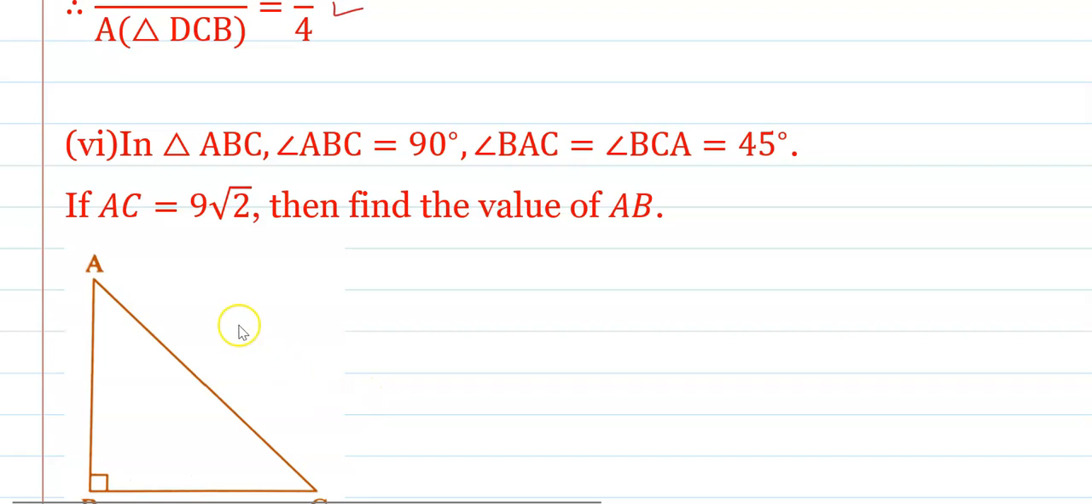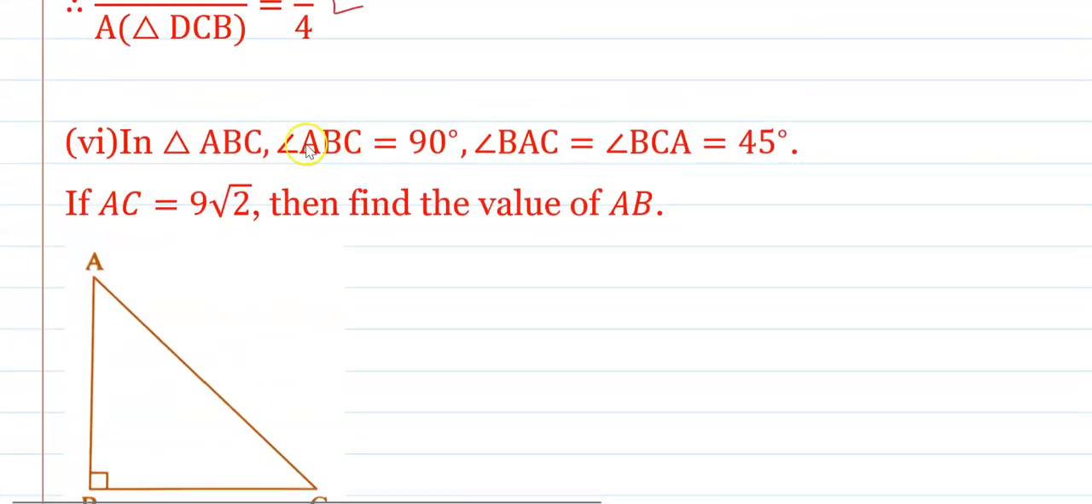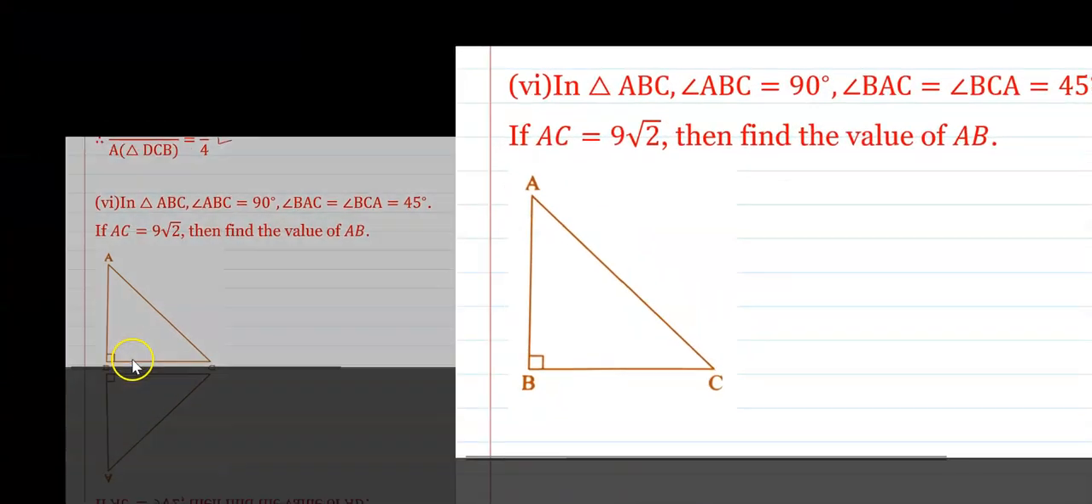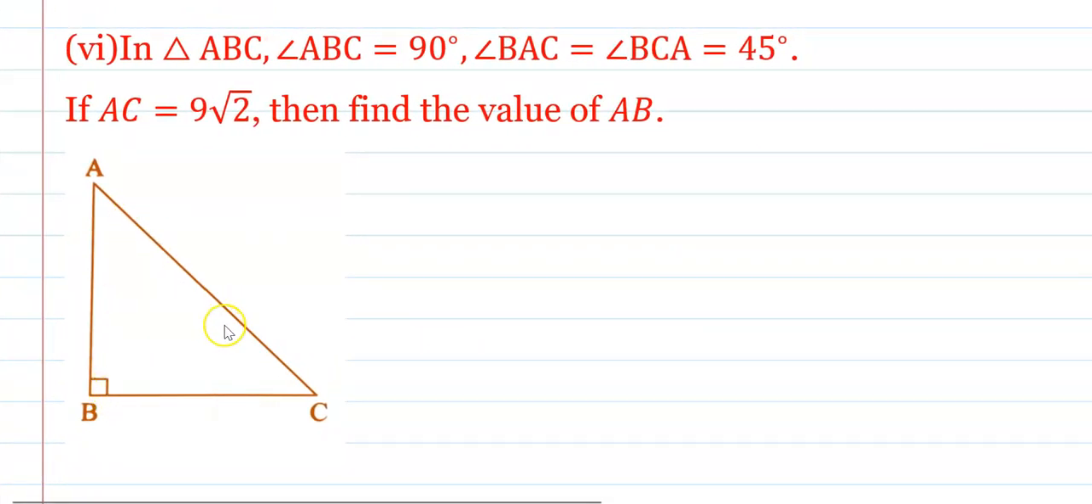Now the next question. In triangle ABC, angle ABC is equal to 90 degrees. So angles BAC and BCA are both 45 degrees. This is a right angle isosceles triangle. AC is 9√2. Then find AB.